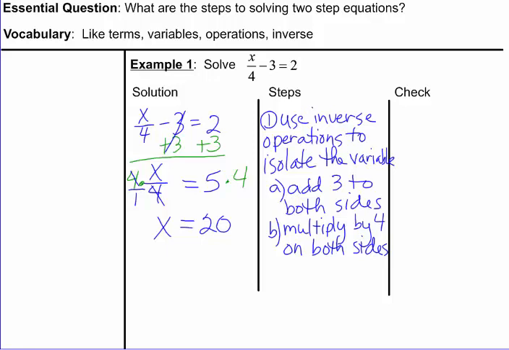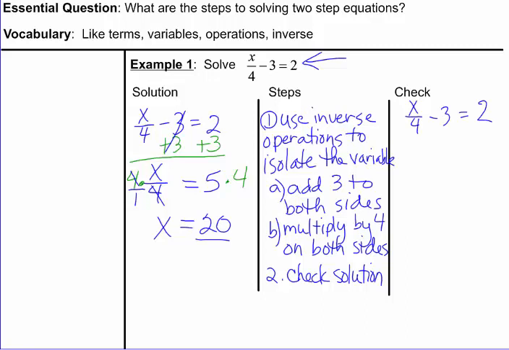So the next thing we want to do is check your solution. Now when you check, you cannot solve. Checking involves evaluating. You're going to substitute the answer that you think it is. We think the answer is 20. Substitute that back into the original equation and then simplify using order of operations. These are all things we got from a previous lesson, and we're going to apply them in the checking section of this example. So the problem was x over 4 minus 3 equals 2.